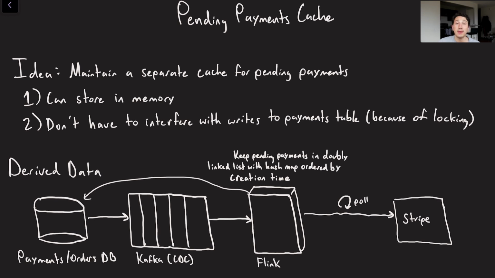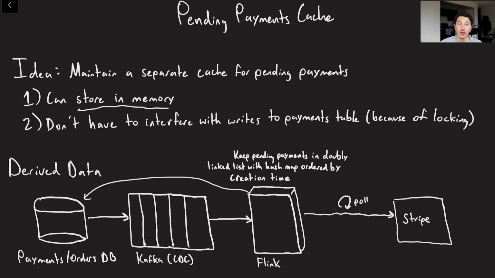Well, what I propose doing is creating a pending payments cache. The reason being twofold. One, we can store our data in memory, which is going to be faster than on disk, which is how it's going to be stored in the database. Only a small percentage of all the payments of all time will be pending, so I do think it's fairly reasonable to assume that we can fit it all in memory.